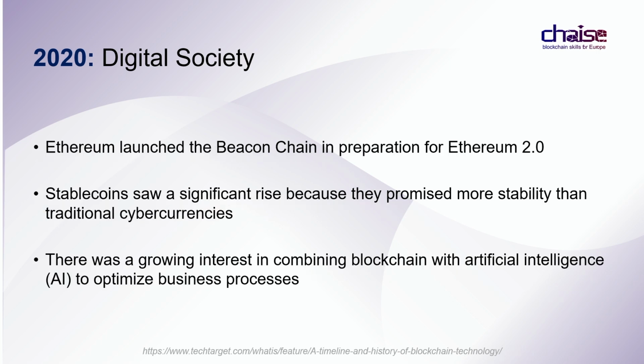In 2020, Ethereum launched the Beacon chain in preparation for Ethereum 2.0. Stablecoins saw a significant rise because they promised more stability than traditional cryptocurrencies. There was a growing interest in combining blockchain with artificial intelligence to optimize business processes. Throughout these 5 years, there was growing interest in using blockchain for applications other than currency.